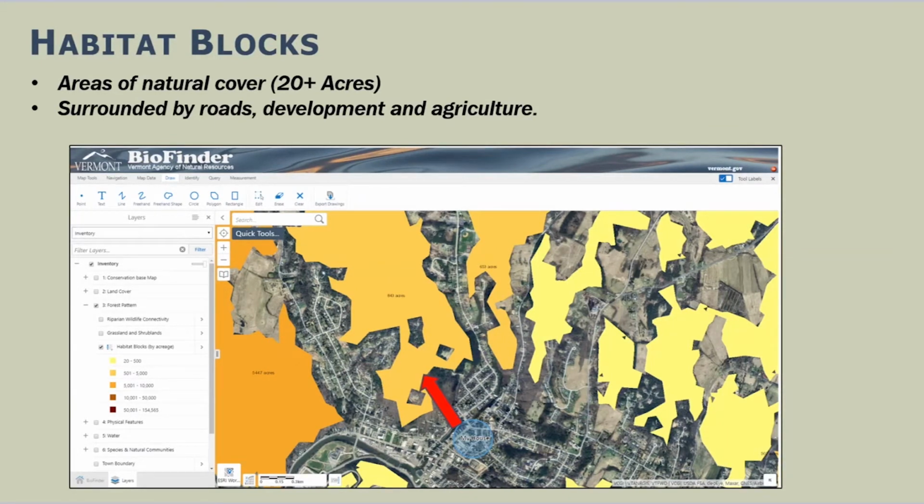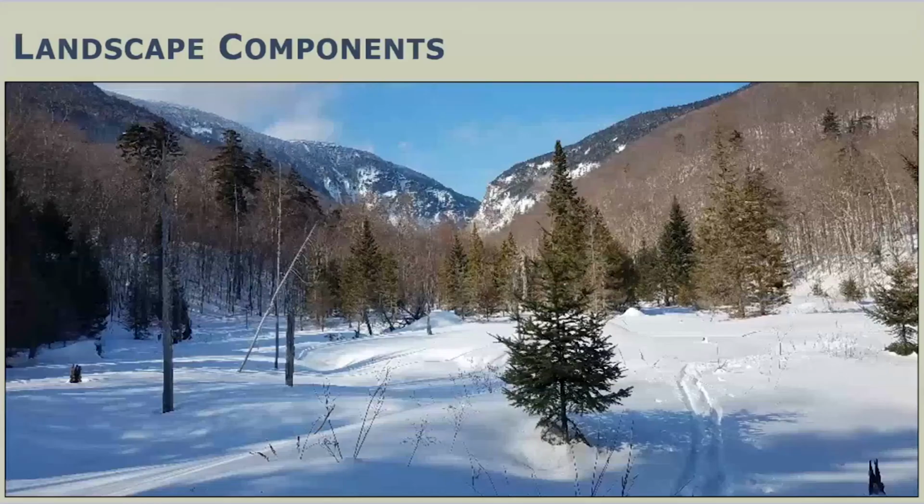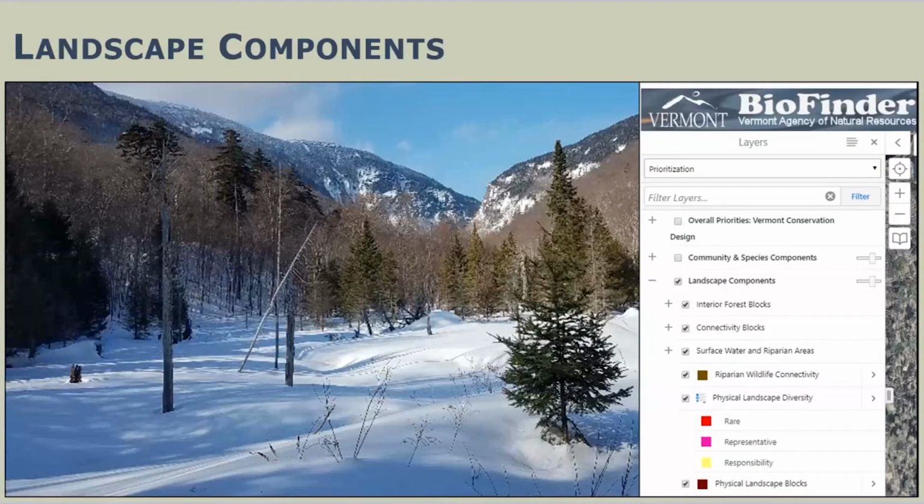So here's Hubbard Park here. It is part of a habitat block that measures about 840 acres in size. And this habitat blocks data set eventually became the backbone for the different layers that you'll see in BioFinder. So this is the skeleton upon which we built many more layers that you'll see. Okay, so let's dive into those layers, starting with the ones mapped at the landscape level.